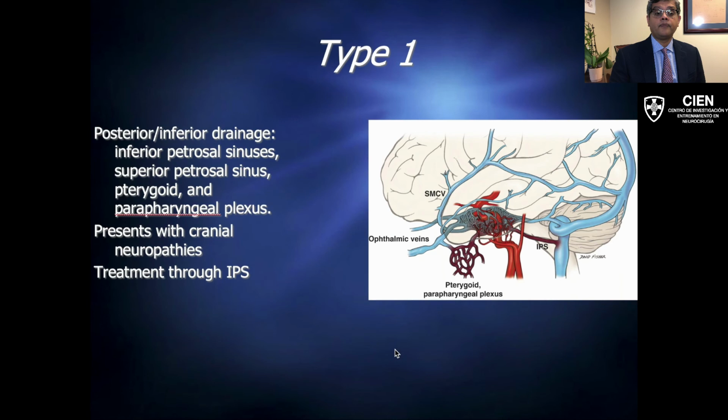So again, type 1, you can see the drainage is, so this is the carotid artery, internal carotid artery, external carotid artery, multiple venous channels, and the predominant venous drainage is into the posterior area, inferior petrosal sinus. They can also drain into some of the other sinuses, for example, the pterygoid plexus or veins. And these patients usually present with cranial neuropathies, and treatment is directed to the inferior petrosal sinus. So this is an example of a type 1 fistula.